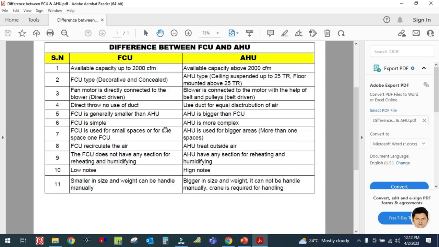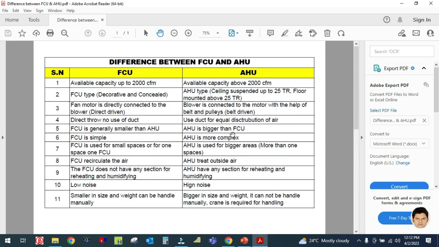So in this video I am going to explain the difference between FCU and AHU.